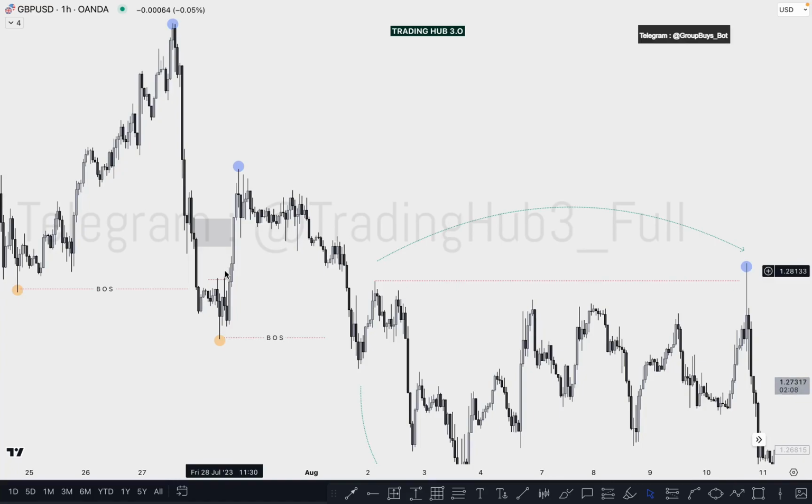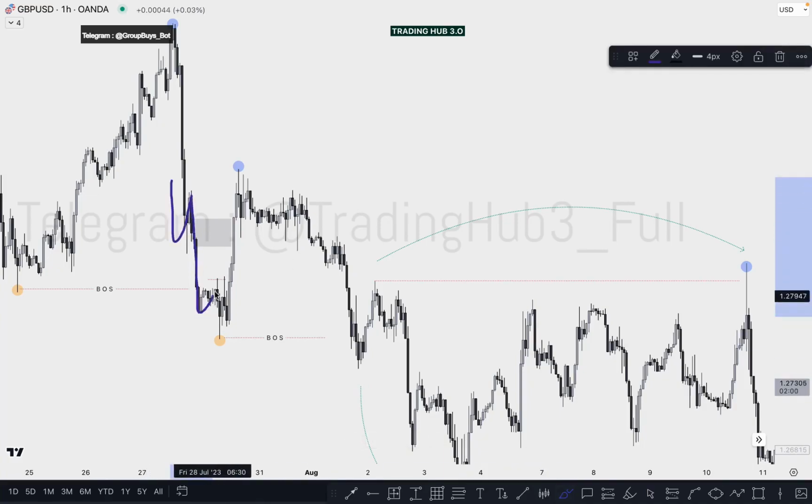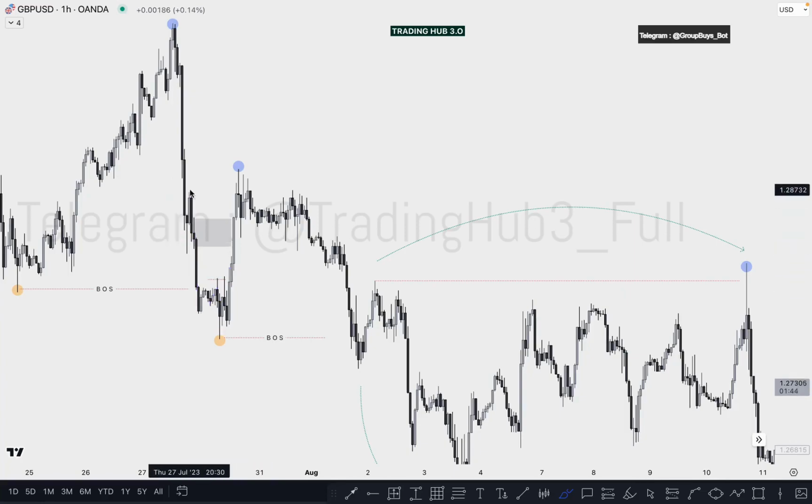So in this case, what happened here? Look at this one. This is a valid pullback here, and this is a valid pullback here. First entry is possible here because this is an inducement sweep, and maybe here you got a break even, maybe a stop loss, anything can happen here. And next, this is the next pullback here.